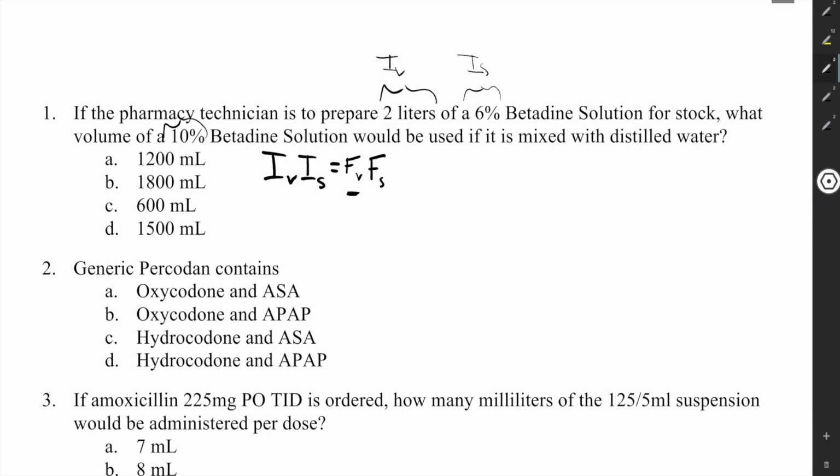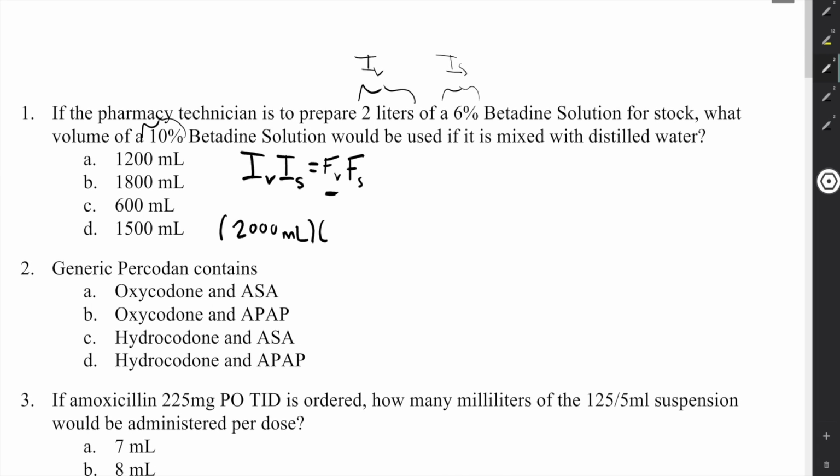Something else that's important to remember is that we like to deal in milliliters. So if we ever see liters, it's typically best to convert it to milliliters, and that's covered in another video. 2 liters is going to be 2,000 milliliters. So we have 2,000 milliliters times the initial strength, which is 6%, equals the final volume times the final strength, which is 10%. Then we use simple basic algebra to solve this. 2,000 times 6 divided by 10% gives us the final volume of 1,200 milliliters. So the answer would be A.